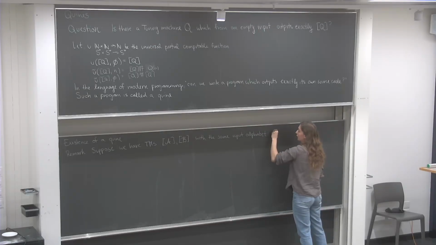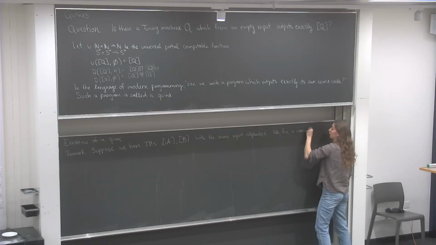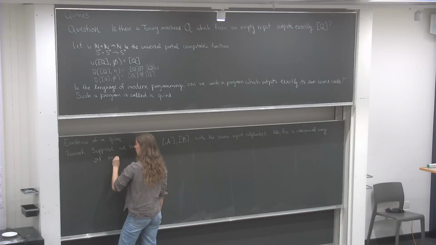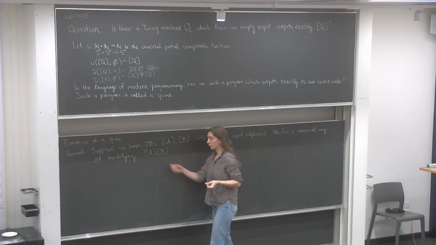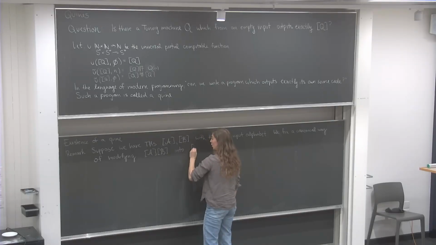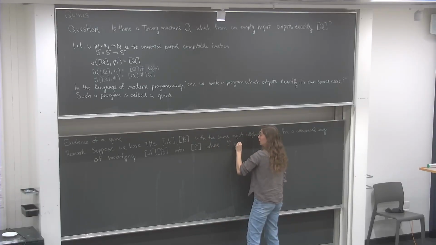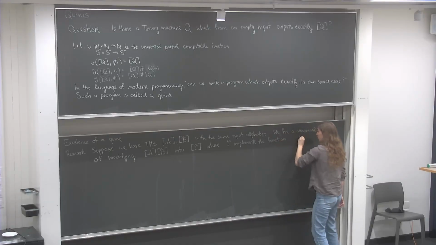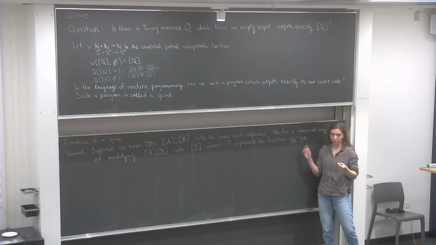And the claim is that we fix a canonical way of modifying the concatenation of these two descriptions into the description of another Turing machine T, where T implements the function which essentially first runs A and then runs B. Right, so if these two functions are partial computable, their composition also is.